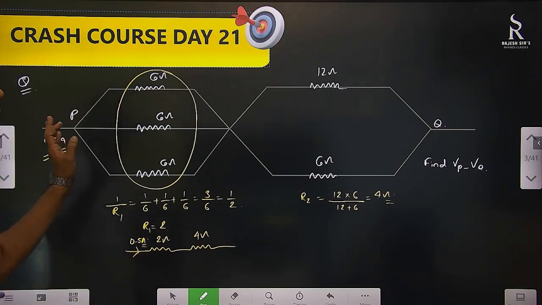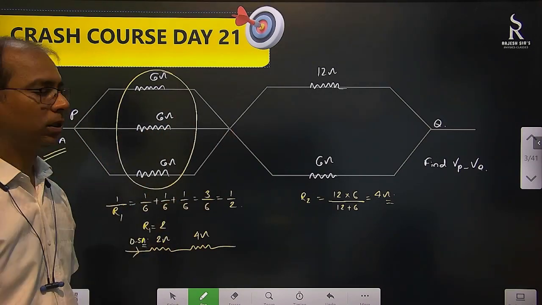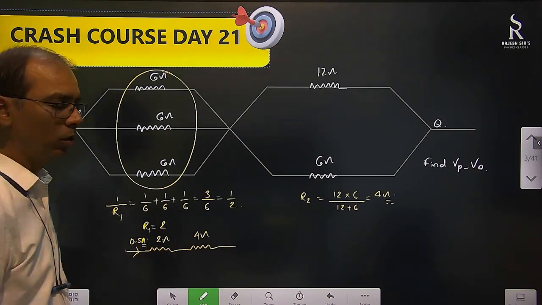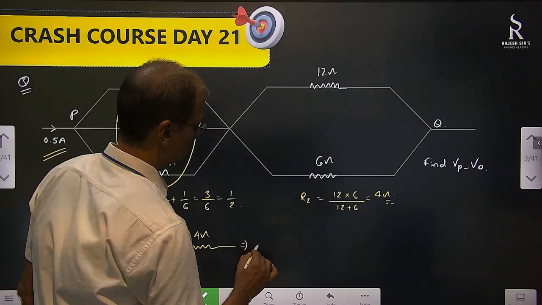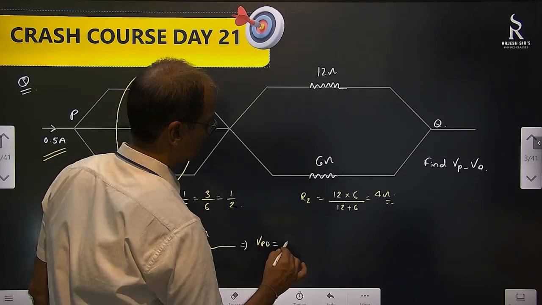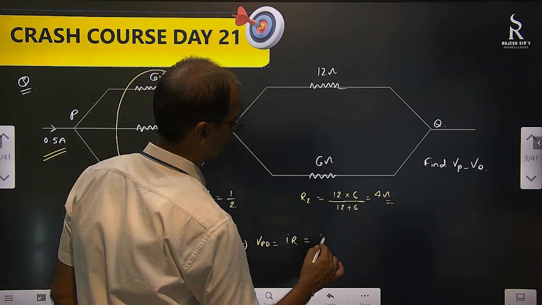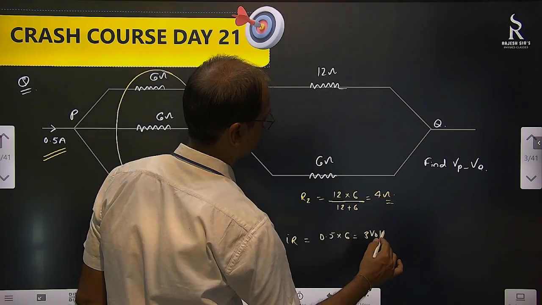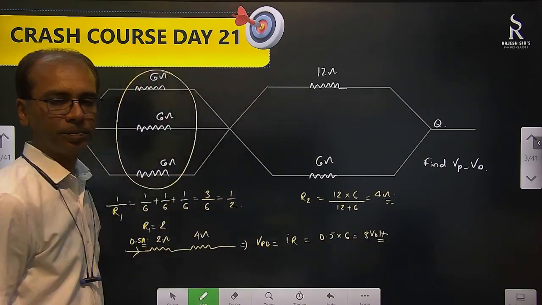What is the question asking? Potential difference between P and Q. So delta V equal to IR. So 0.5 into 6, that is 3 volt. I into R, that is 0.5 into 6, that is 3. Answer is 3. Simple question.